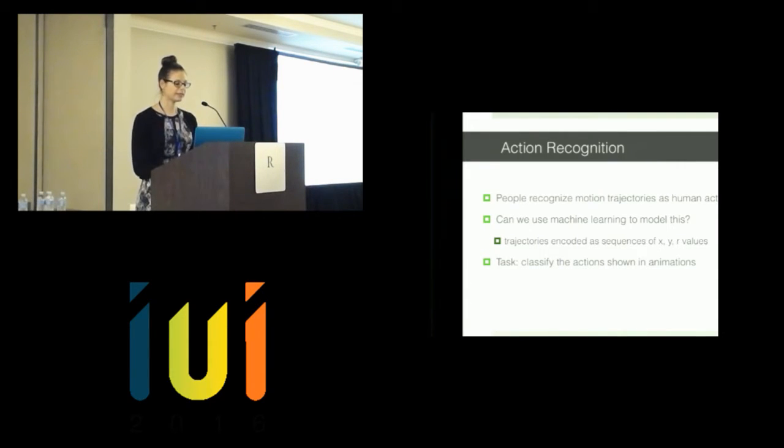So the data that's needed to encode the hider and symbol animation actually lends itself to a machine learning approach because it's a straightforward encoding. The animation is just composed of a sequence of position and rotation values, for each shape across each time point in the animation. So the goal of this work is to classify the actions depicted in an animation like this one according to how people perceive them.